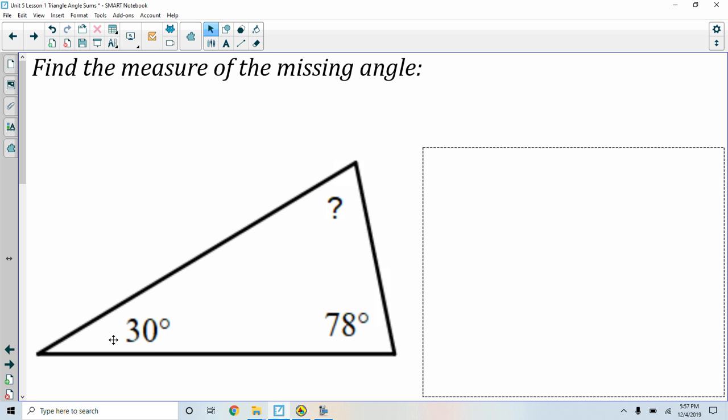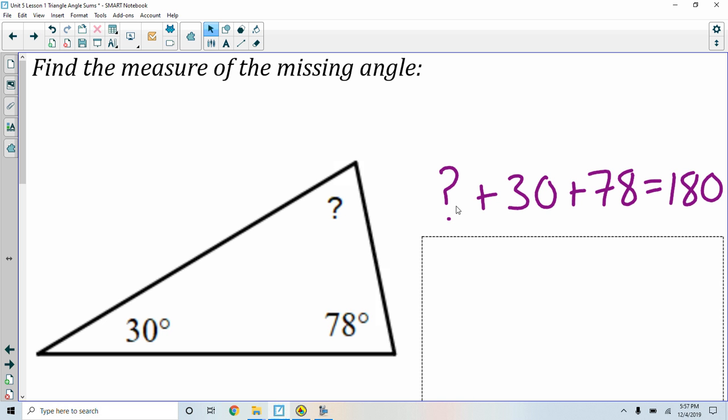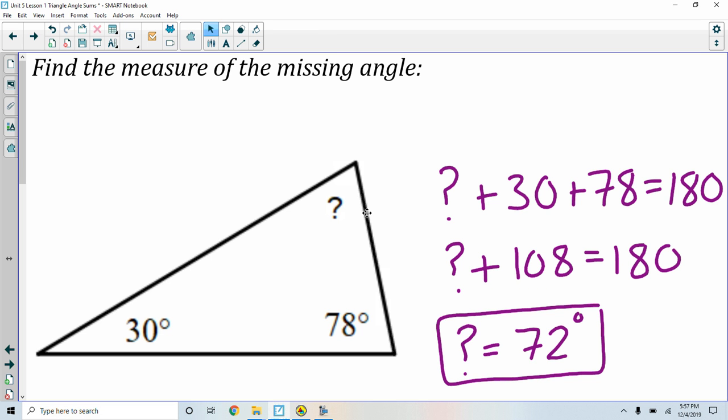So here we know two of the angles, 30 and 78, and we want to find the third one. Now, you might be able to do that without doing any sort of algebraic work, but it's good to get used to writing out an equation, because we know this is going to get more complicated. So I'm going to write out the relationship that if I add the three angles, they should add up to be equal to 180. And I'll simplify, and then I'll solve to find that missing one as 72 degrees.